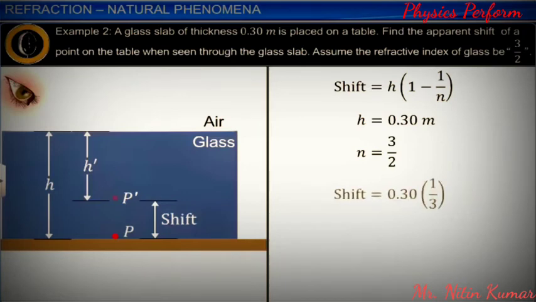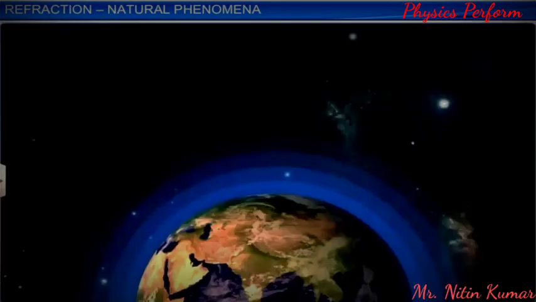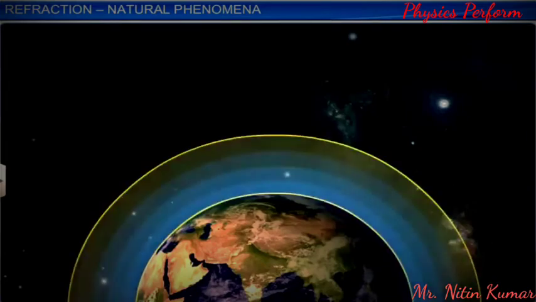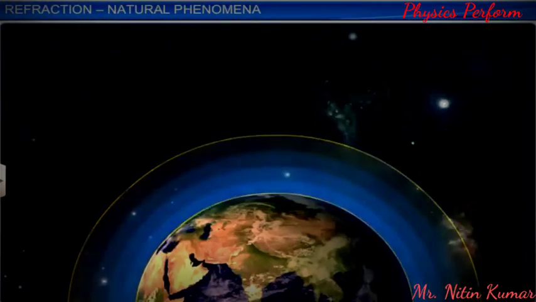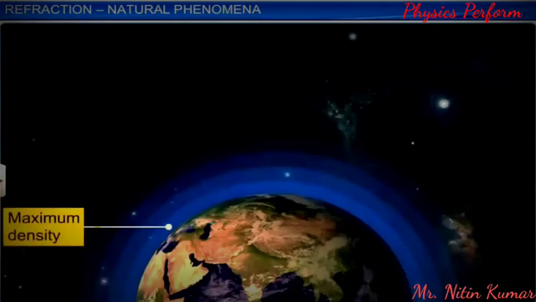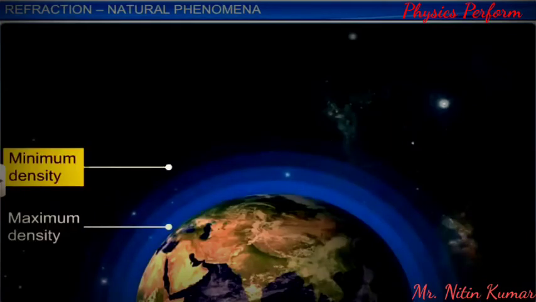Now let us study the effects of atmospheric refraction. The density of atmospheric air is not uniform. It is maximum at the surface of the Earth and decreases with an increase in altitude. Even the refractive index of atmospheric air is maximum at the surface of the Earth and minimum at the outermost layer of the atmosphere.